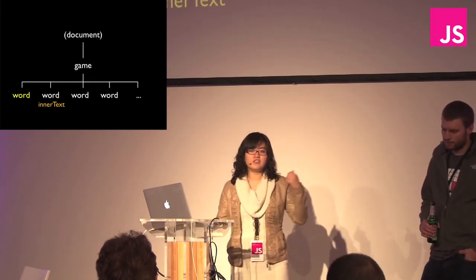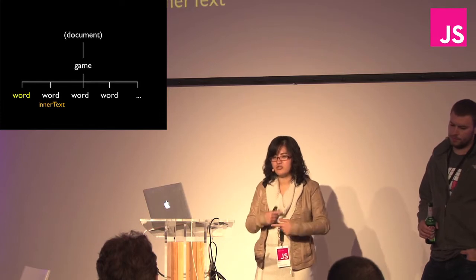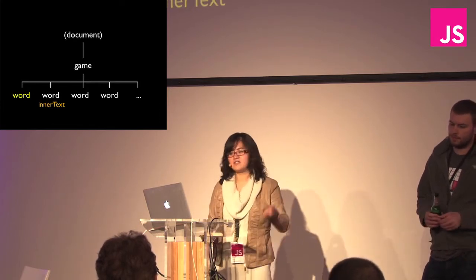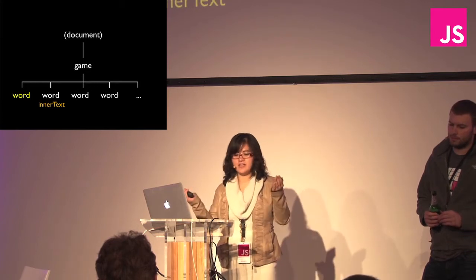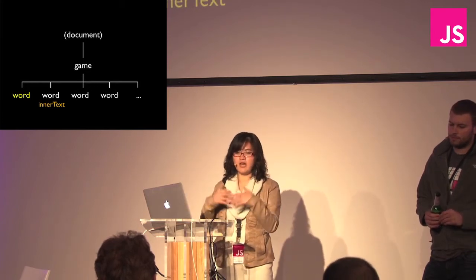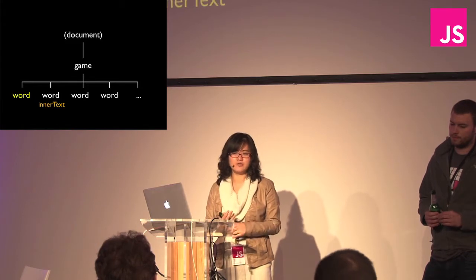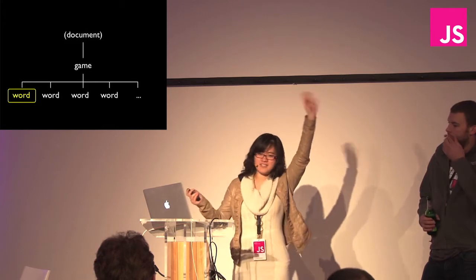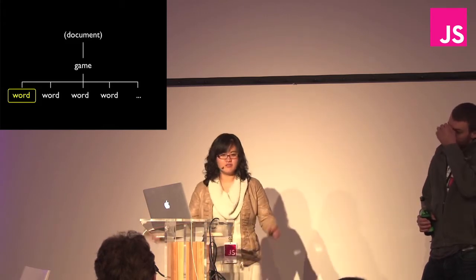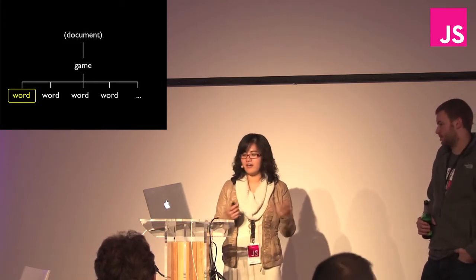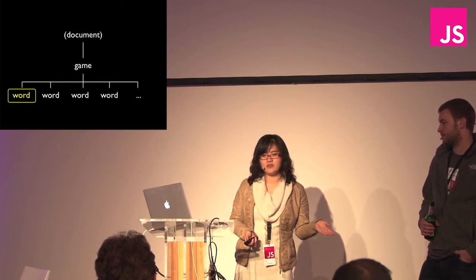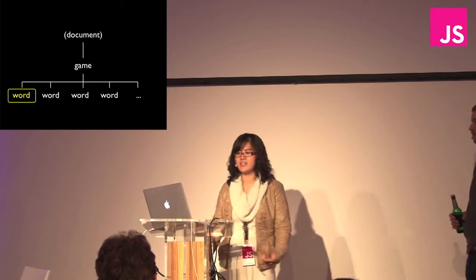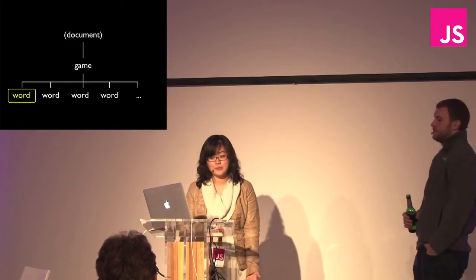And as you saw earlier, when you ask for inner text, it triggers all these function calls that go to recalc style. So the document asks, do I need to recalculate my styles? And it's like, oh, do my children need to recalculate their styles? And the game says, do my children need to recalculate their styles? And the first word says, hey, I need my style recalculated. So the first word does its own layout calculation things. And it goes back to the game, and the game says, well, one of my children had his style recalculated, so I guess I had to recalculate my style too.